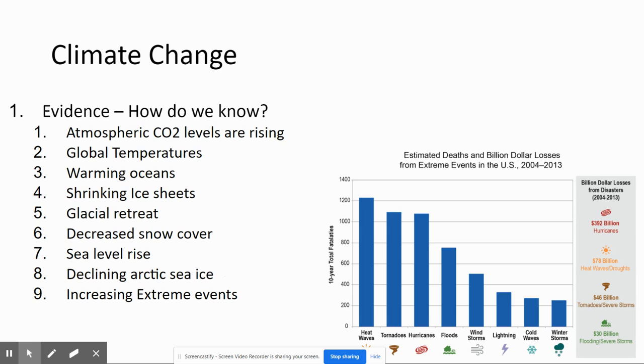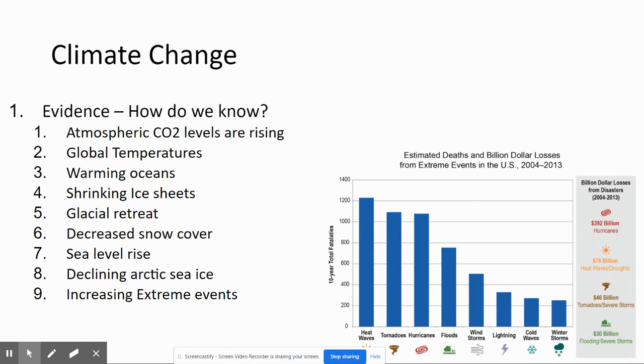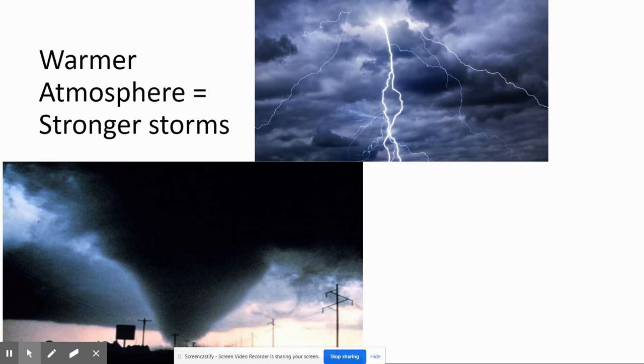There's also increasing extreme events, which is pretty pronounced this year. So we've had more hurricanes, and the wildfires out west have been notoriously bad, which is partly human caused. But the idea is that it's drier, and so there's more chance for wildfires to happen because everything's dry. So a warmer atmosphere actually produces stronger storms, and our hurricanes have been stronger.